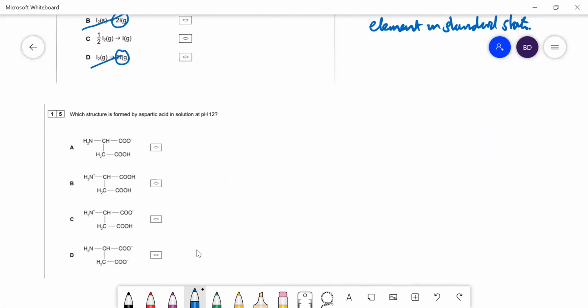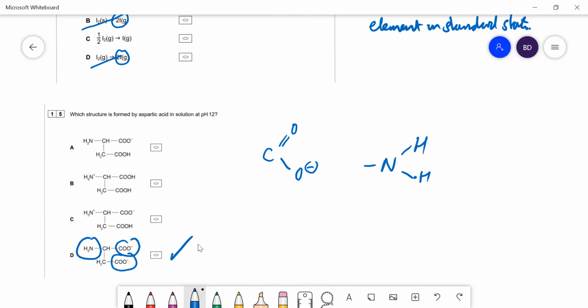What structure is formed by aspartic acid in solution at pH 12? Right, pH 12 means it's pretty alkaline, so any carboxylic acid group will have removed that proton. So that's going to be minus. And any amino group is not going to be protonated at pH 12. You will lose that proton, so it'll be NH2. So you can see the only one which is right there is D, where you have a deprotonated carboxylic acid and an NH2 group.